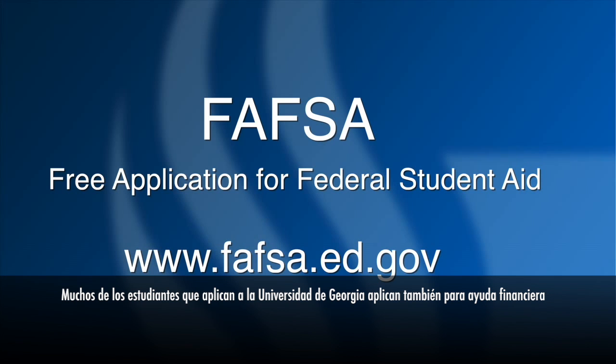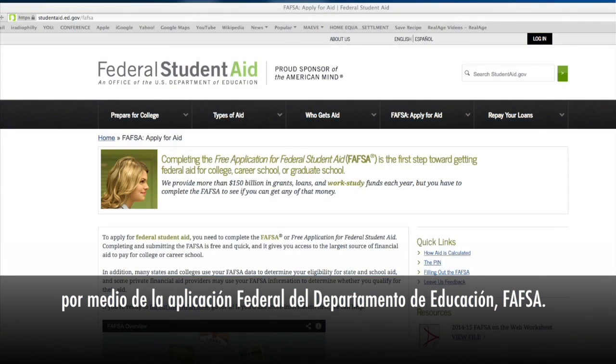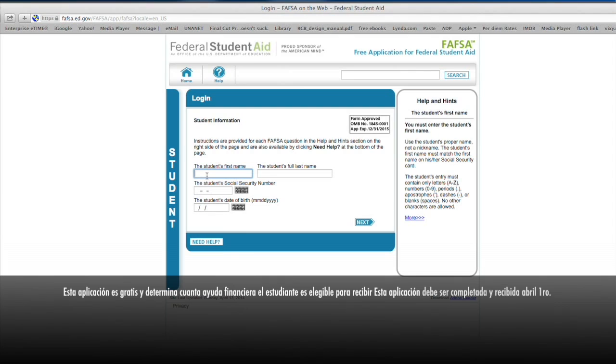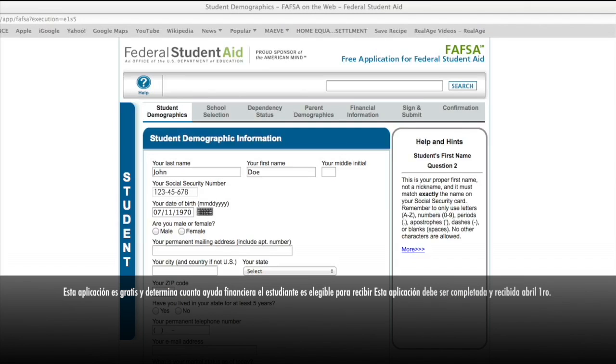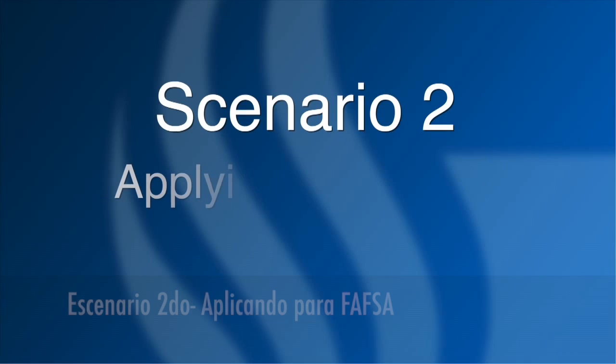Most students attending Georgia State University will complete a free application for federal student aid with the Department of Education, also known as FAFSA. We encourage students and their families to fill out the FAFSA in order to determine what type of financial aid a student may be eligible for. The FAFSA will allow the Office of Student Financial Aid to determine the student's eligibility for financial aid. The FAFSA must be completed yearly.